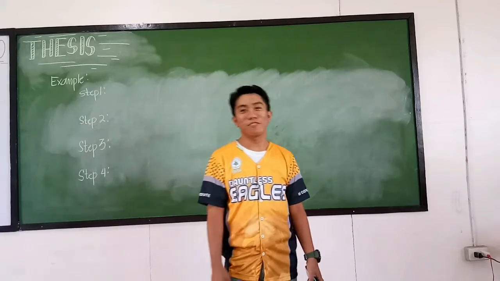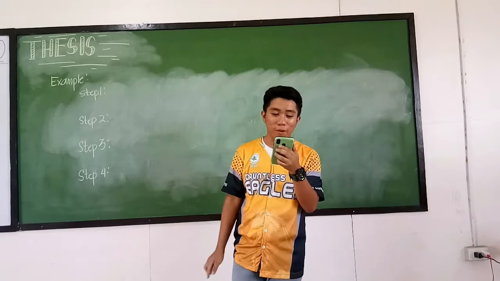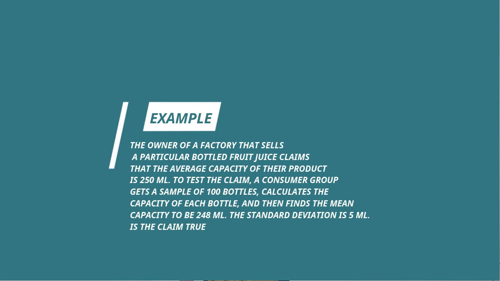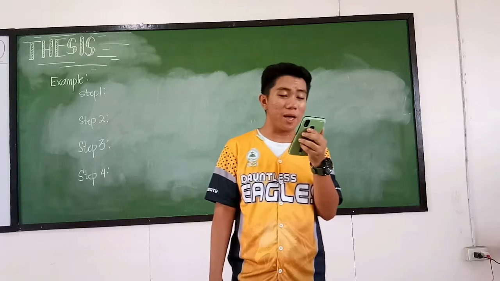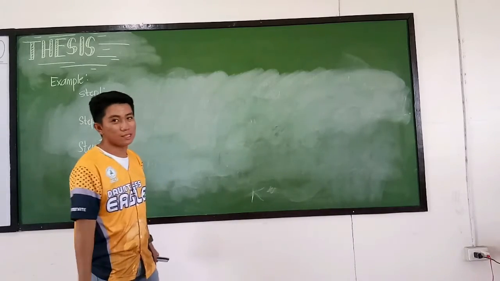For our sample problem, I will give you a problem. The owner of a factory that sells a particular bottled juice claims that the average capacity of their product is 250 ml. To test the claim, a consumer group gets a sample of 100 such bottles and calculates the capacity of each bottle, and then finds the mean capacity to be 248 ml. The standard deviation is 5 ml. Is the claim true? And now we're going to test if the hypothesis is true.